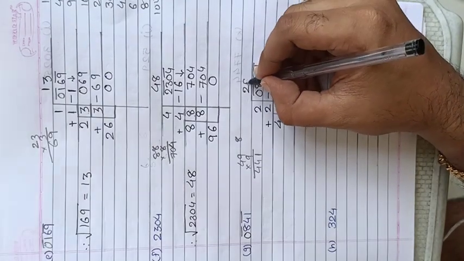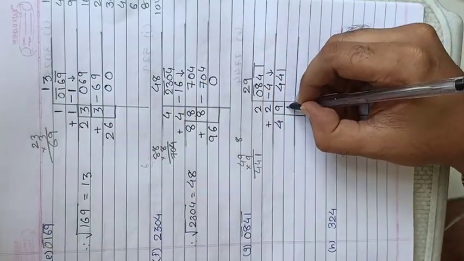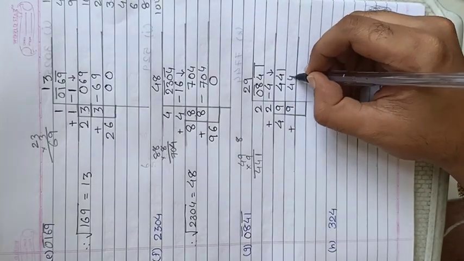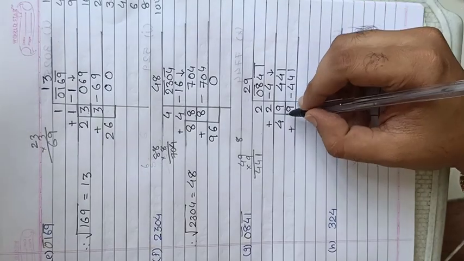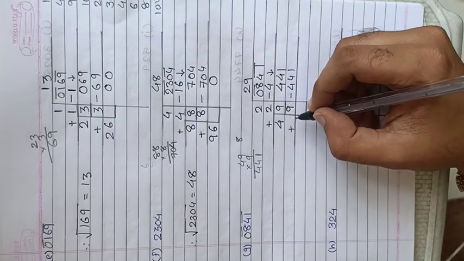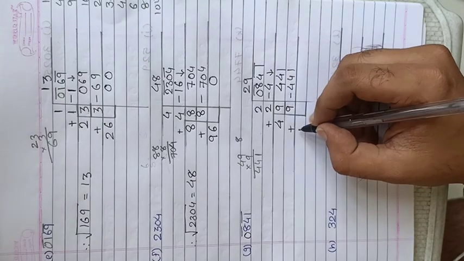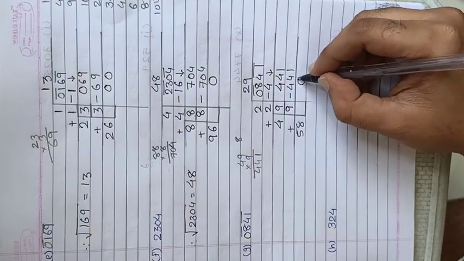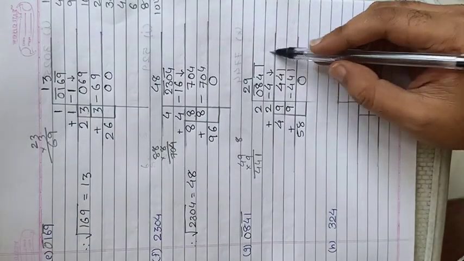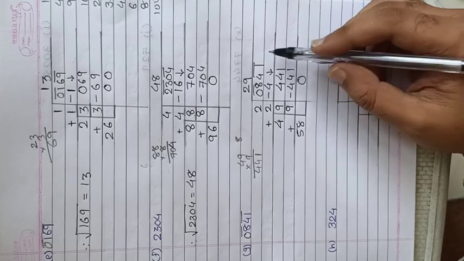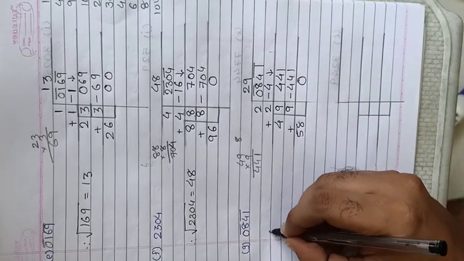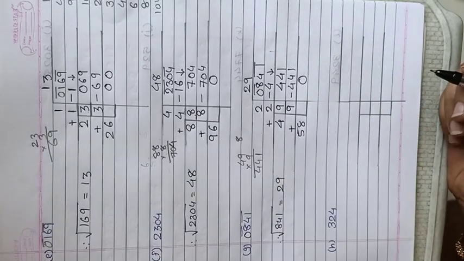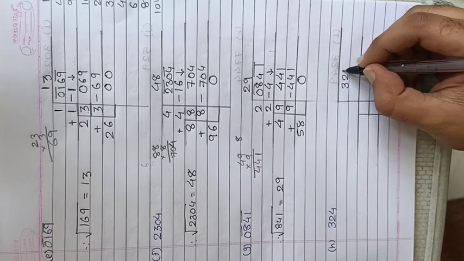So the number is 9, 9 and 9 plus. And 49 into 9, 441, you have to write here. And 49 plus 9, where you have to write down. And 49 plus 9 is 58. 441 minus 441 is 0. As the remainder is 0 and there is nothing to carry forward or carry down, the square root of 841 is equal to 29.